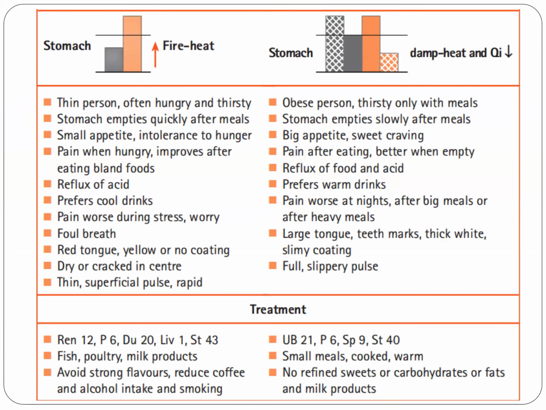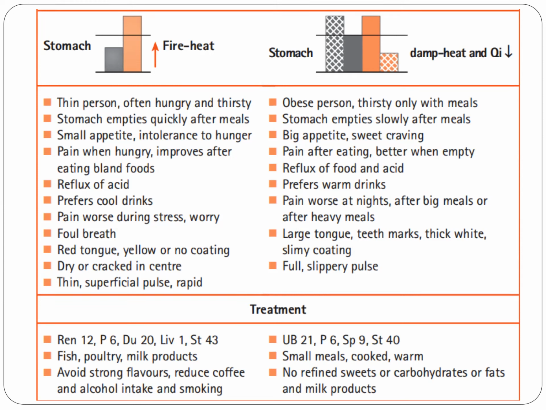Now we have stomach fire or heat. Manifestations are a thin person, often hungry and thirsty, stomach empties quickly after meals, small appetite, intolerance to hunger, pain when hungry, improves after eating bland foods, reflux of acid, prefers cool drinks, pain worse during stress or worry, foul breath, red tongue, yellow or no coating, dry or cracked in center, and thin superficial pulse and rapid.